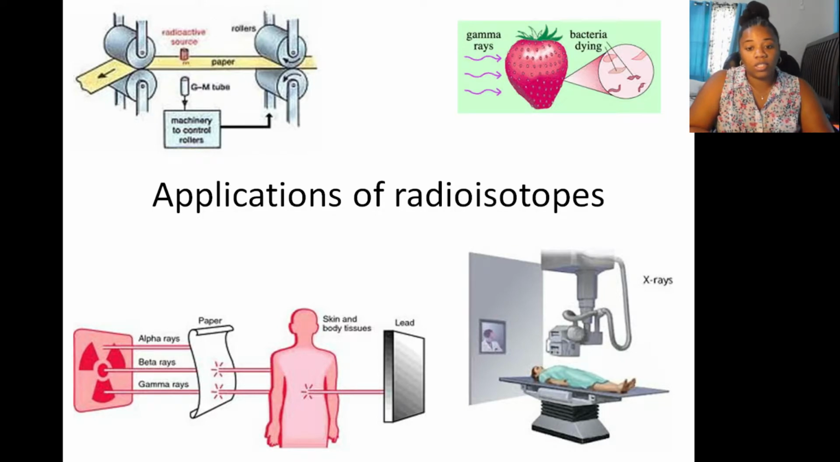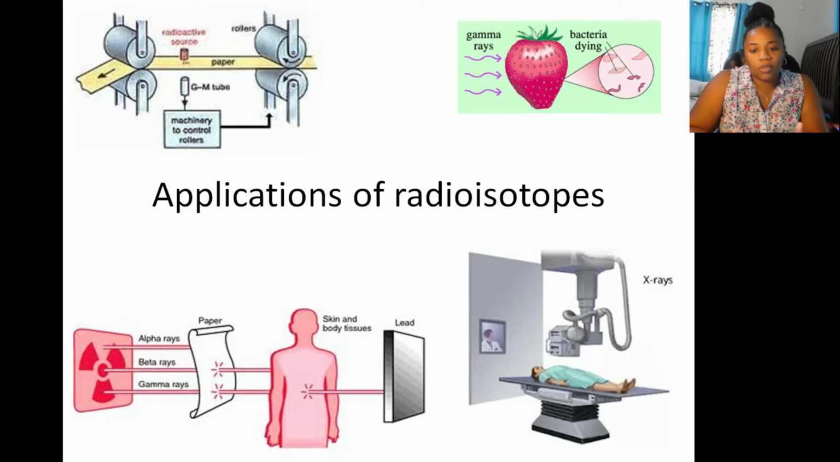So we learned earlier what radioisotopes were. Right? Those are elements which decay easily. Okay, so they decay, they give off different types of radiation, namely what? Alpha, beta, and gamma. Correct. So now we're gonna look at their uses.